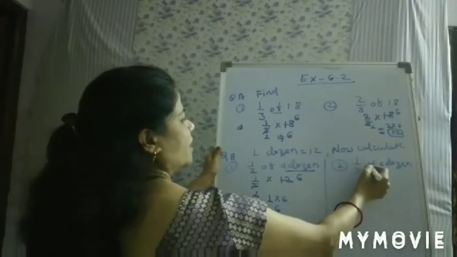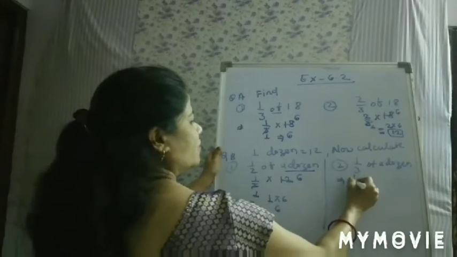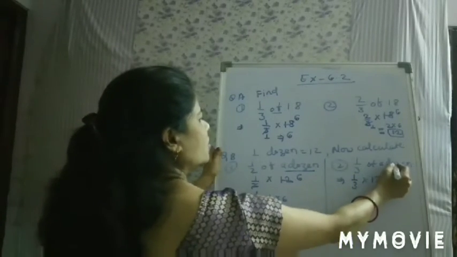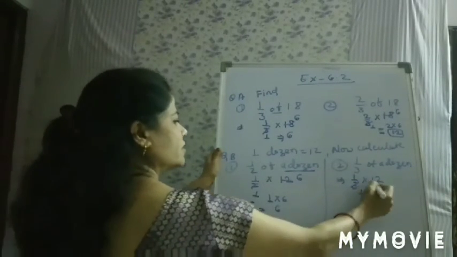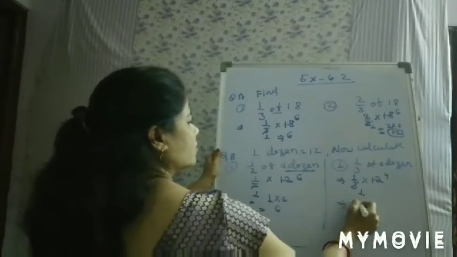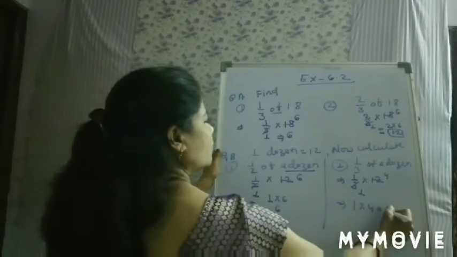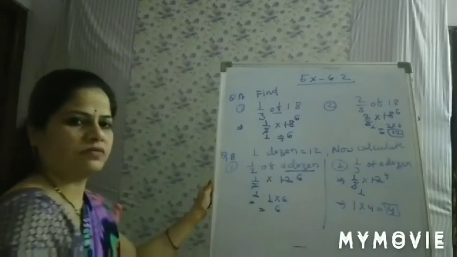Now you have to find 1 by 3 of a dozen. So write 1 by 3 multiply by 12 because a dozen means 12. 3 1s are 3, 3 fours are 12. 1 into 4, 1 four is 4. So the answer is 4.